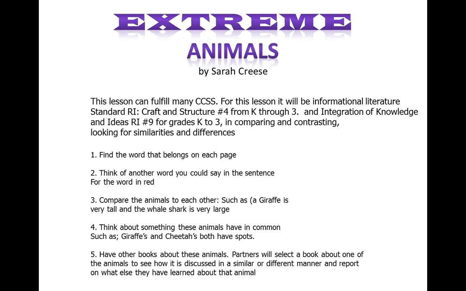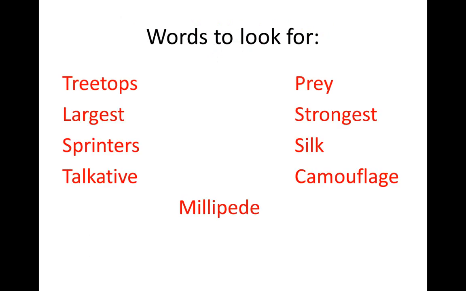And if you were really doing this, I would ask you to have other books about these animals in your classroom. And partners would select a book about one of the animals and see how it is discussed in a similar or different manner and report on what else that you have learned about them. And this would be the relatively simple beginning story. So here are extreme animals. These are the words that you will be seeing in red on the pages that we will be talking about their definitions and thinking of other words we could use in their place.